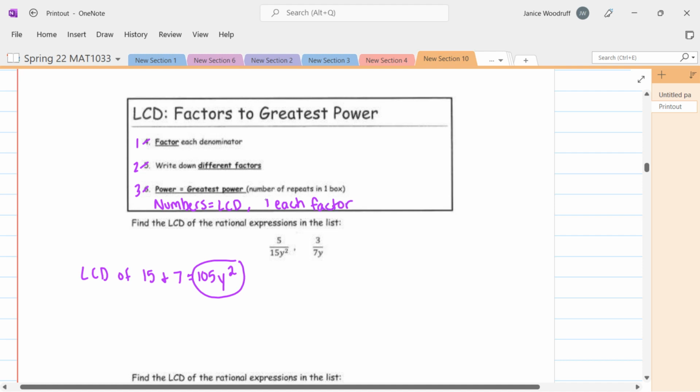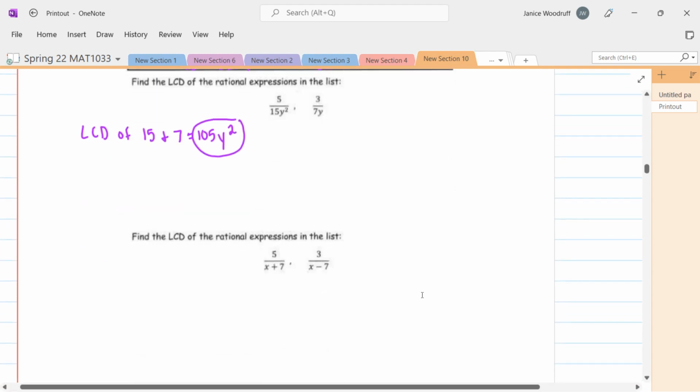And then this is just when we're looking at denominators. So when I look at this next one, these are just factors. Okay, so this is one of each factor. So the LCD here would just be x plus 7, x minus 7, one of each factor. Okay, now let's say you had another one here that was like x minus 7 squared. You would take the greatest power of the factor, so the LCD here would be x plus 7, x minus 7 squared.